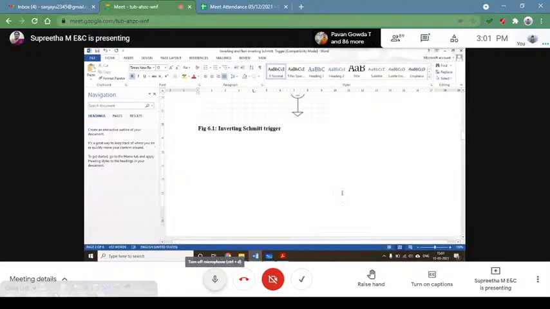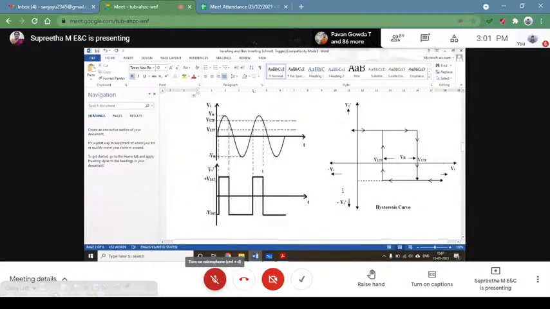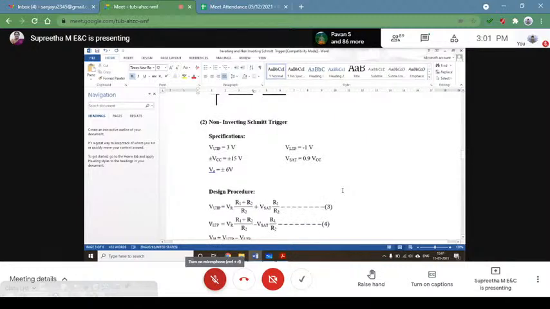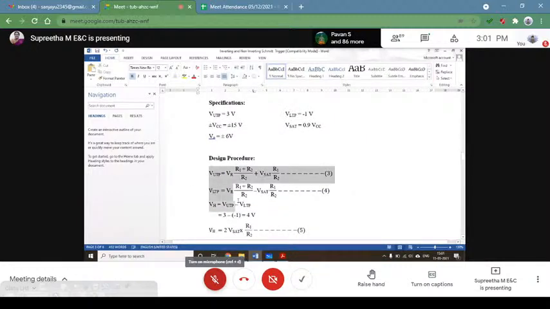And then these are your expected graphs we have already discussed. Similarly, your design procedure, you have given VUTP, VLTP, the output voltage there I have specified to be plus or minus 6 volts. But in your lab manual in the newer version, I say your output voltage should be plus or minus 5 volts. So based on that, you're going to choose the R value suitably. That I'm leaving it to you as an exercise.